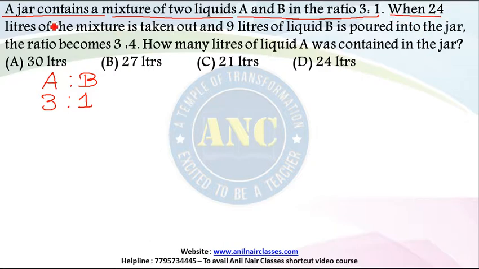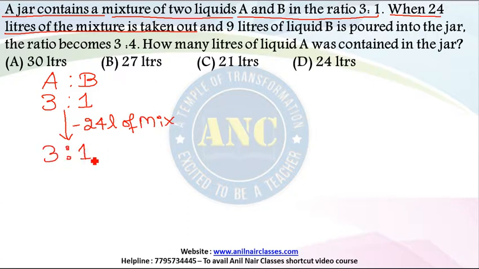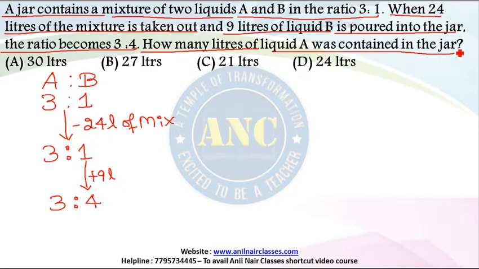When 24 liters of mixture is taken out, that means I am taking out 24 liters of mixture. If I take out 24 liters of mixture, my present ratio of A and B will still be 3:1 according to the key point we had discussed. If 24 liters of mixture is taken out and 9 liters of liquid B is poured into the jar, I am adding 9 liters of liquid B according to the question. The ratio becomes 3:4. How many liters of liquid A was contained in the jar initially?